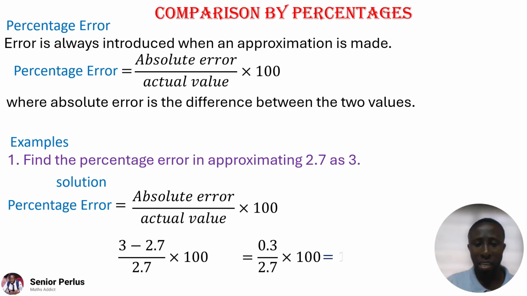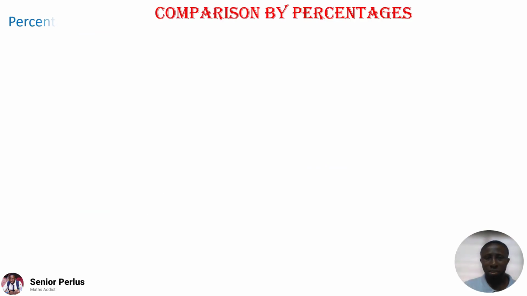So it's just like the percentage change. Very simple. And this is the error. You see the error that you have made? 11.1. 11.1 error. Yes, that's 11.1. Since the person approximated it to what? To 3. So that's for percentage error.